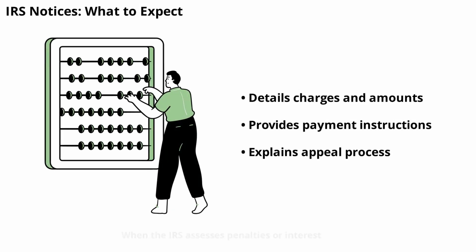When the IRS assesses penalties or interest, they send a formal notice explaining the charges. The notice will detail the type of penalty, the amount owed, and instructions for payment or appeal. Reading these notices carefully is crucial to understanding your situation and taking the right steps.